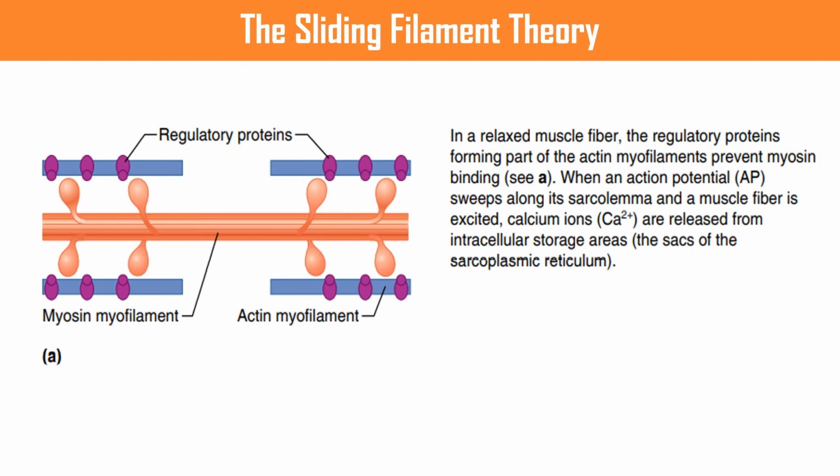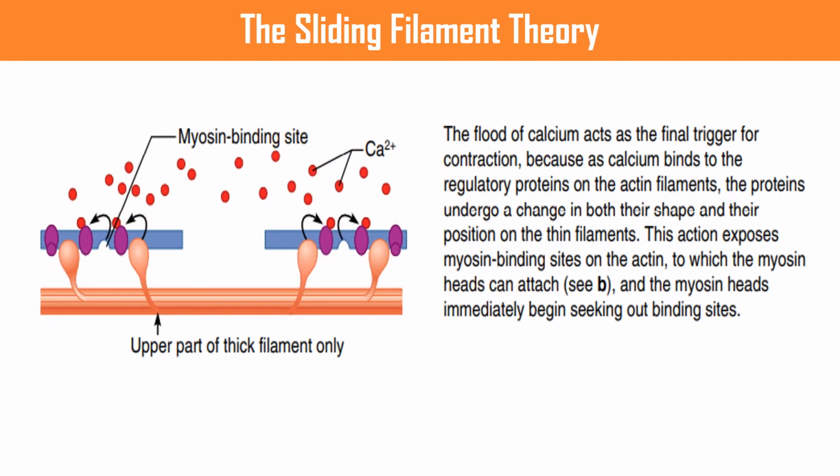The sliding filament theory. In a relaxed muscle fiber, the regulatory proteins forming part of the actin myofilaments prevent myosin binding. When an action potential sweeps along the sarcolemma and a muscle fiber is excited, calcium ions are released from the intracellular storage area, the sacs of the sarcoplasmic reticulum. The flood of calcium acts as the final trigger for the contraction because as calcium binds to the regulatory proteins on the actin filament, the proteins undergo a change in both their shape and their position on the thin filament.